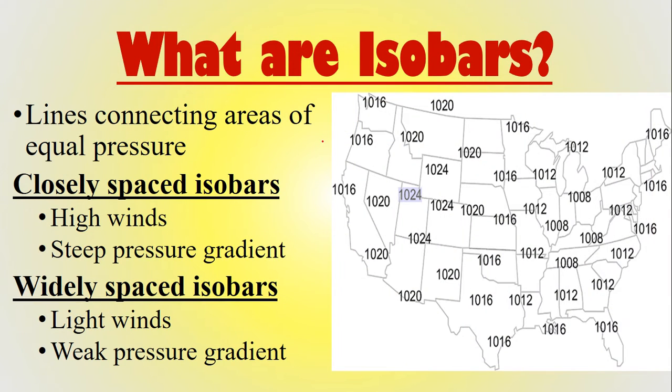So when you look at a weather map, sometimes they show what we call isobars. And isobars are lines that connect areas of equal pressure. So if you look on this map here, we're going to make some isobars. We're going to start right here. Here's all these pressures, say 1024. So you connect them and they create a line.